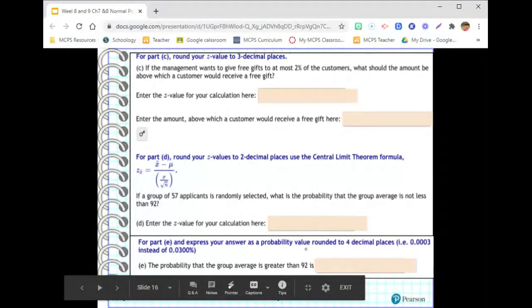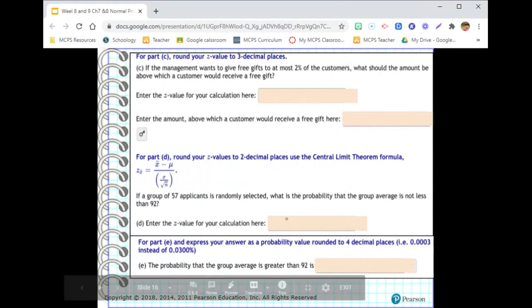2.66? That's right. 0.66 is the Z-score. And then for part E, the probability that the group average is greater than 92. When you write it in symbols, that's going to be the probability of X greater than 92. We can use X or the Z if you would like to. If you would like to stick with the Z, it's greater than 92. So you can do the same thing.